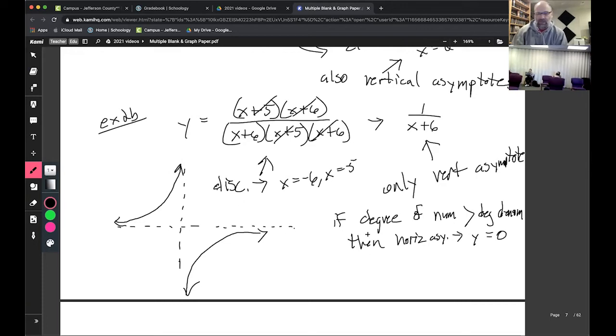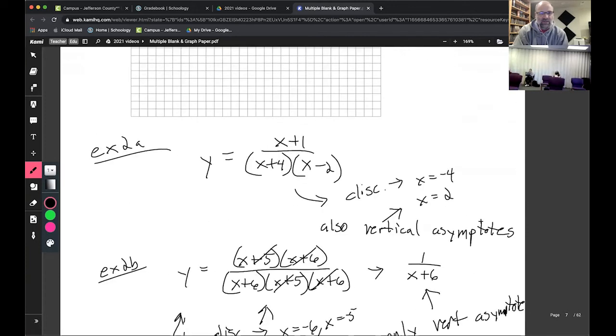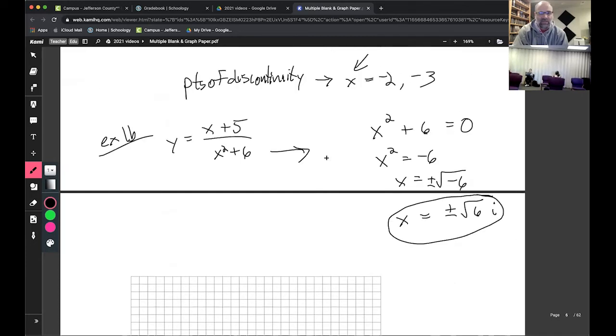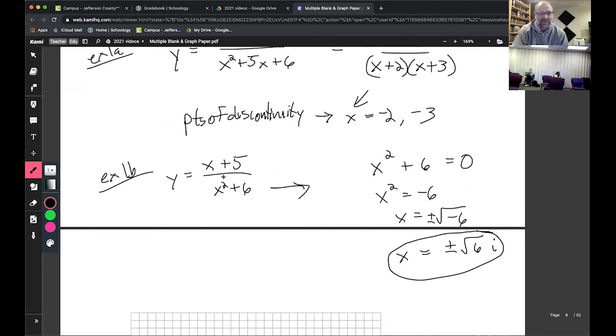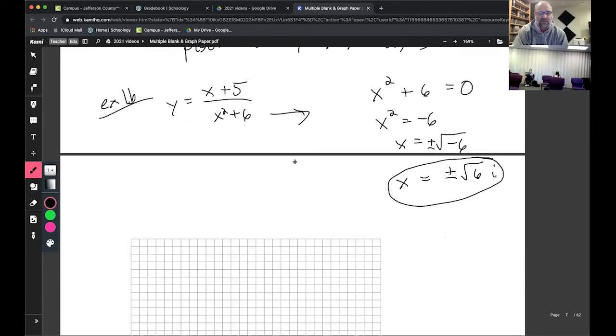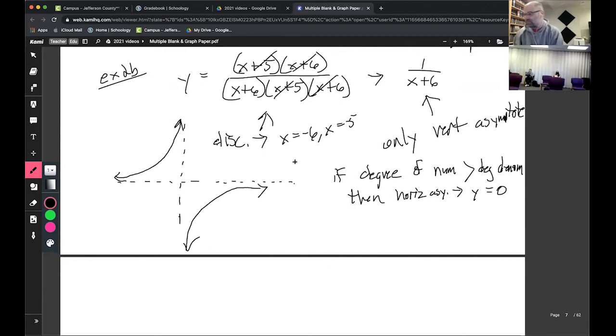Okay, so if the degree of the numerator is bigger than the degree of the denominator, then the horizontal asymptote is 0. All right, so this is still less. This is a degree of 1 up here, and this is a degree of 2 down there. Still less here, degree of 1, degree of 2, degree of 1, degree of 2. So we haven't run into anything with that scenario yet.